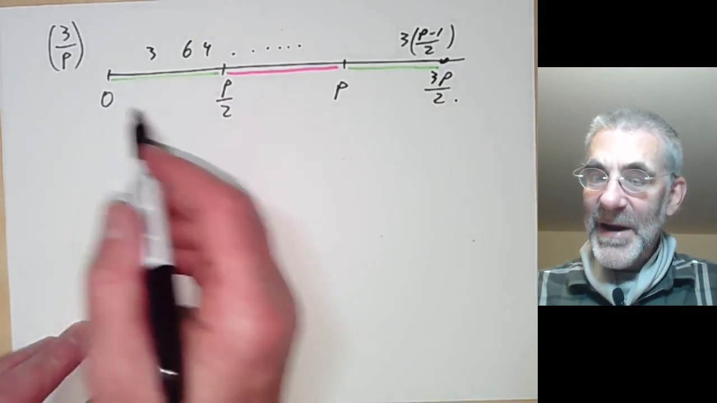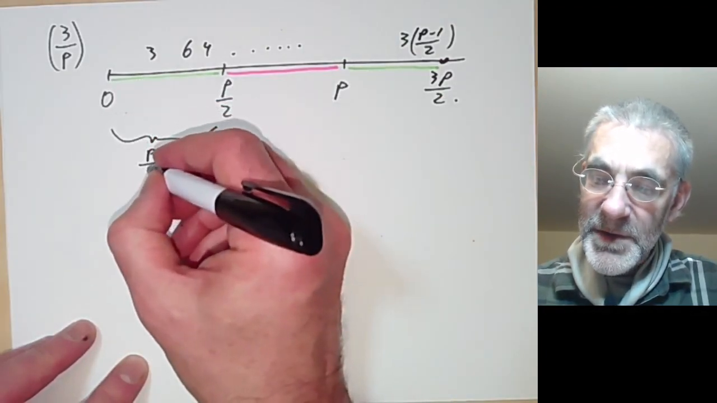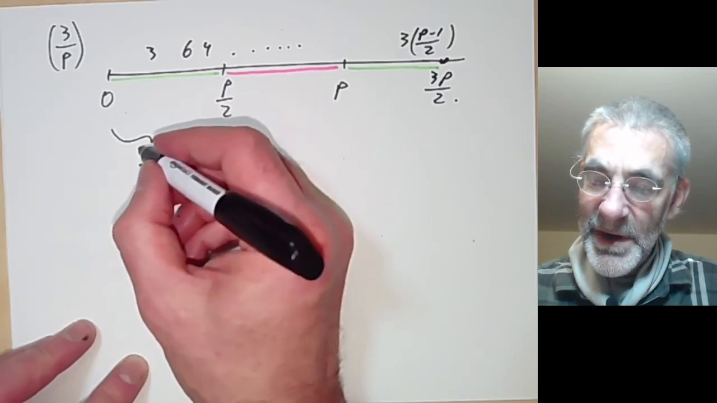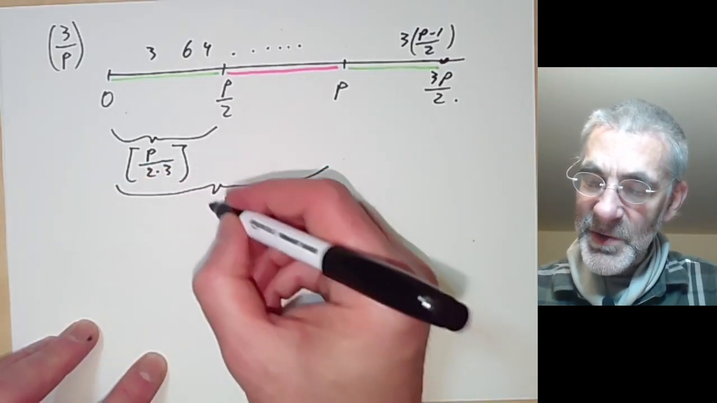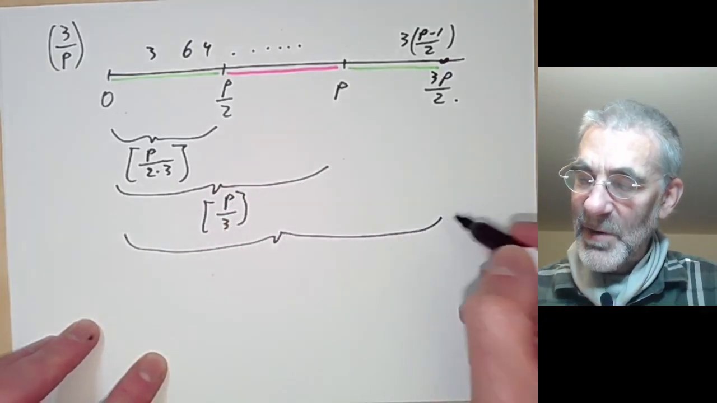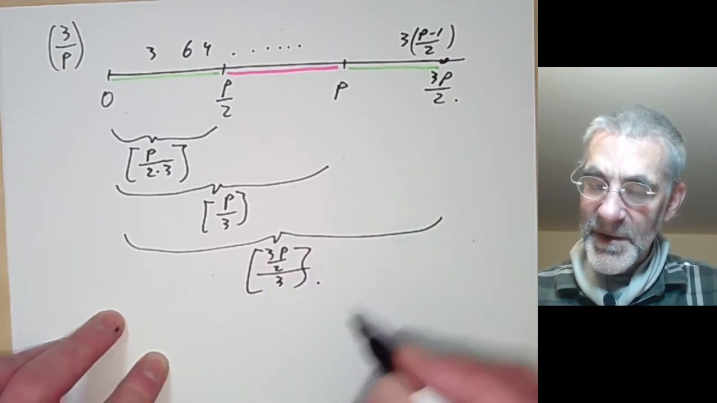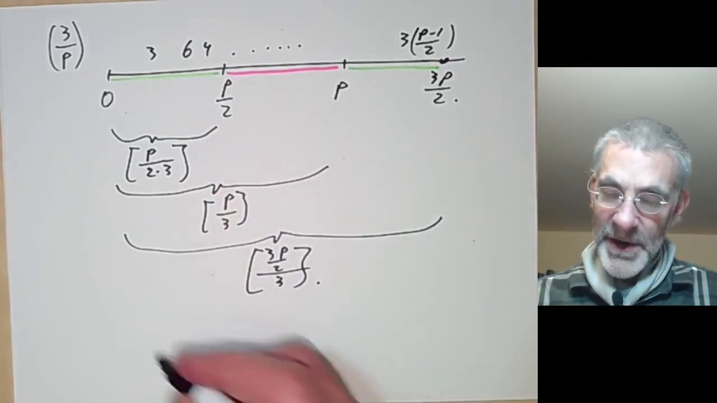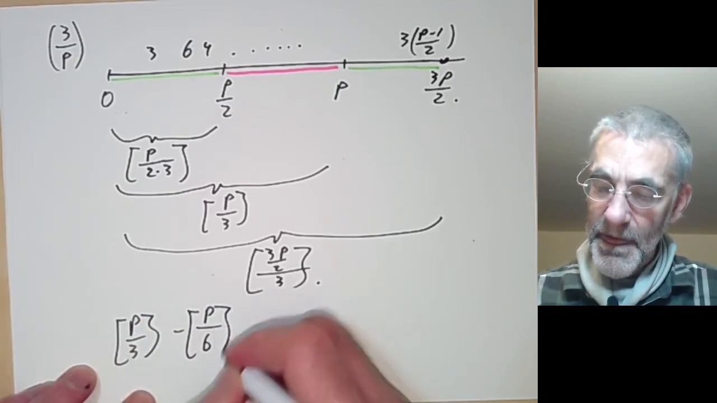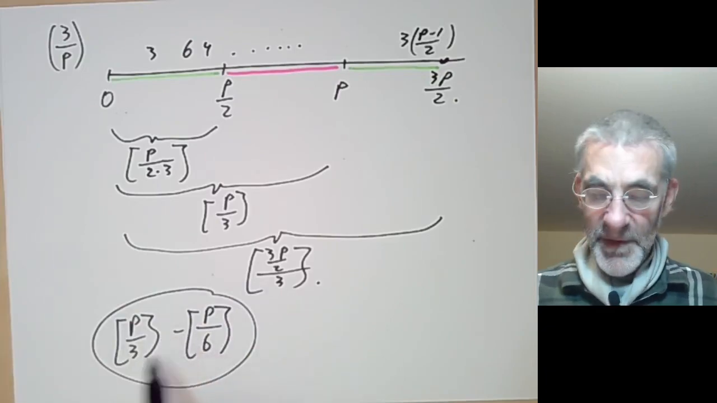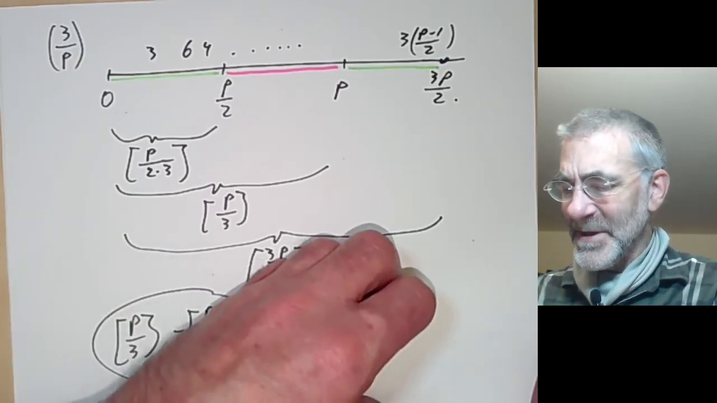And now we need to know how many of these numbers are there in each of these regions. Well, here there are p over 2 divided by 3, and then we take the integer part of them. In this region here, there are p divided by 3, and then we take the integer part. And this region here, we don't really care very much about, but we take 3p over 2, and then divide it by 3, and then take the integer part. So we want the number in this red region, and this number is the integer part of p over 3 minus the integer part of p over 6. And we want to know whether this is odd or even. And just as before, this is a little bit tricky because it jumps in funny places depending what p is.